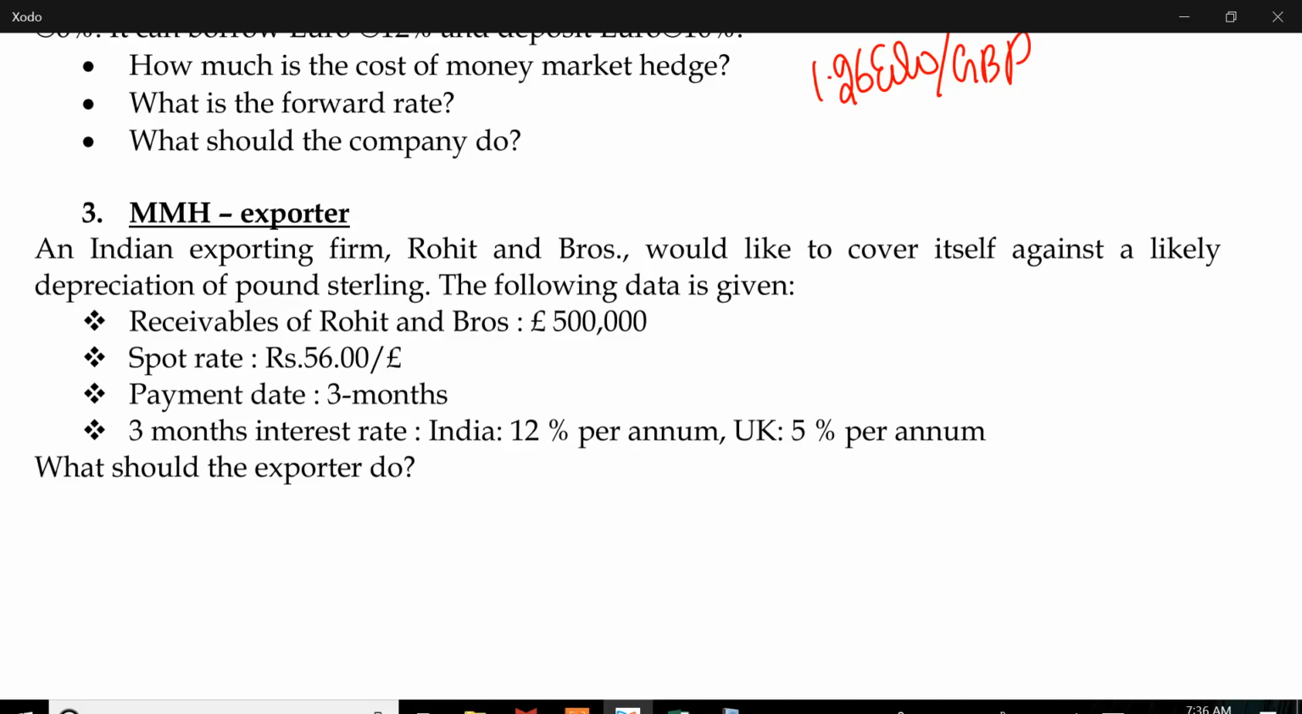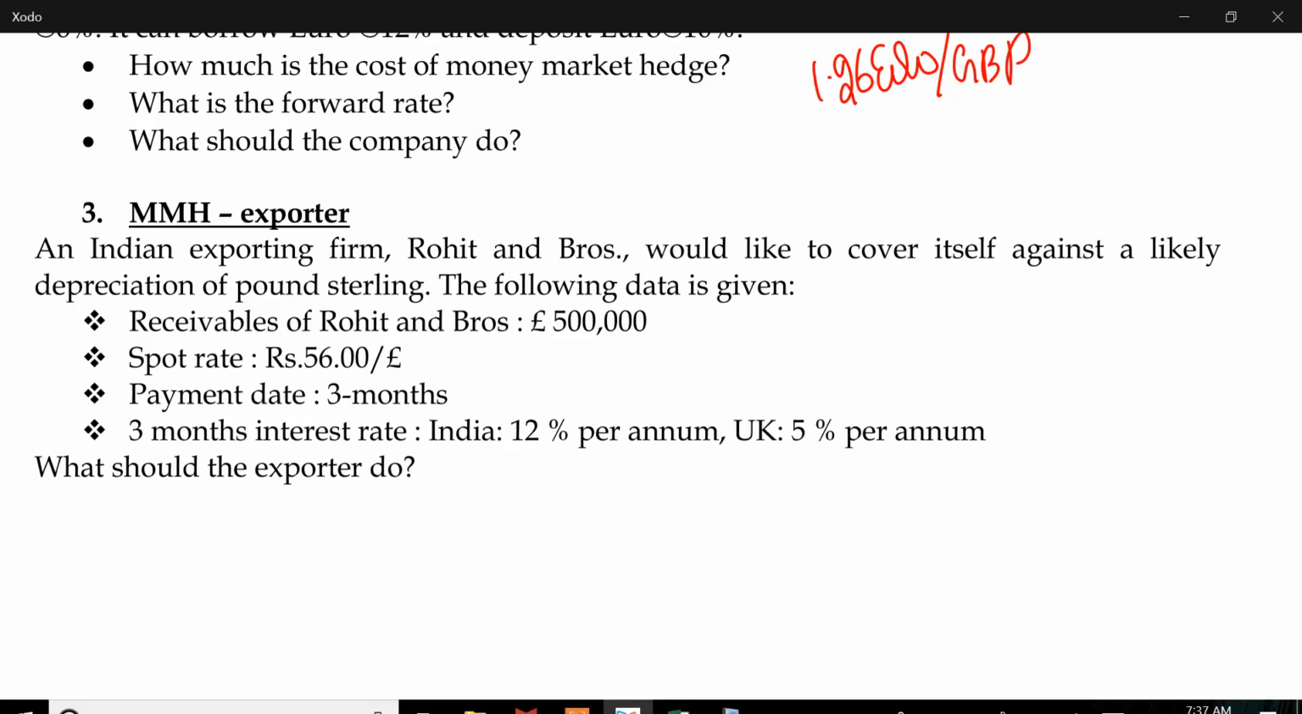Looking at the interest rates, what should happen? What does IRPT say? Which currency should depreciate? INR should have depreciated. So somewhere this guy's expectation is entirely different. The interest rates are entirely different. So let's do an MMH and cover the transaction. Once I do MMH, I'll be protected against this. I'm not going to be impacted in any way.